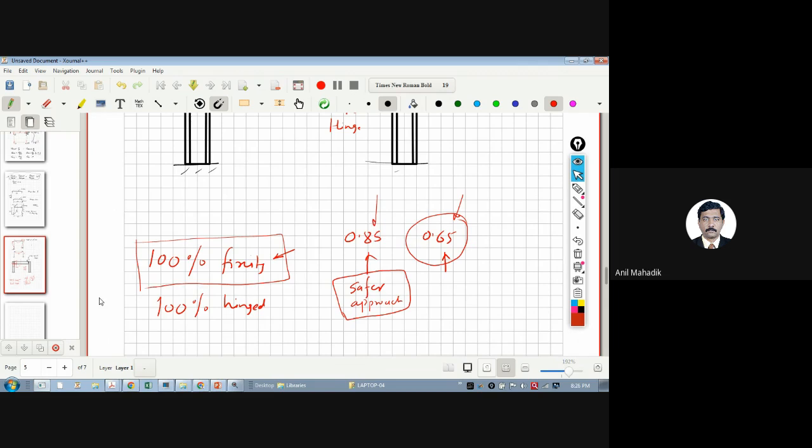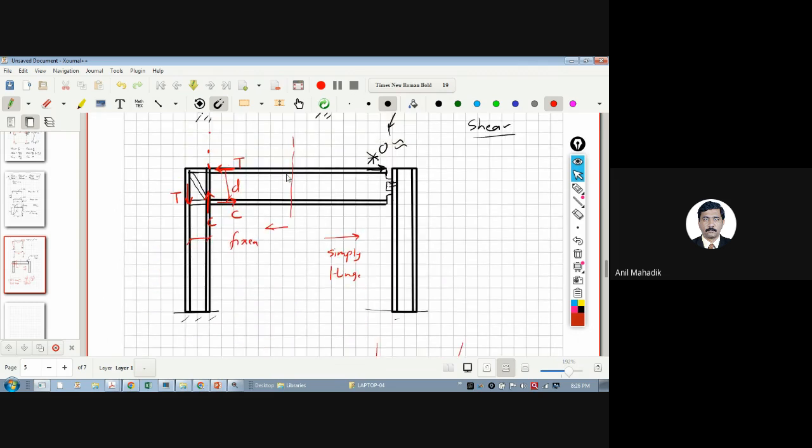Even in drawings, see, if I say I don't want to connect this member to this one, but still I am connecting it using the web, yes or no? This web is connected and this web also has a certain depth, yes or no? That means this smaller depth will also offer some moment of resistance. That means it is also not a 100% hinge connection. So this is always there in real structures. In RCC, it is very high actually. The assumptions are very high. That's why the factors of safety in RCC structures are more.